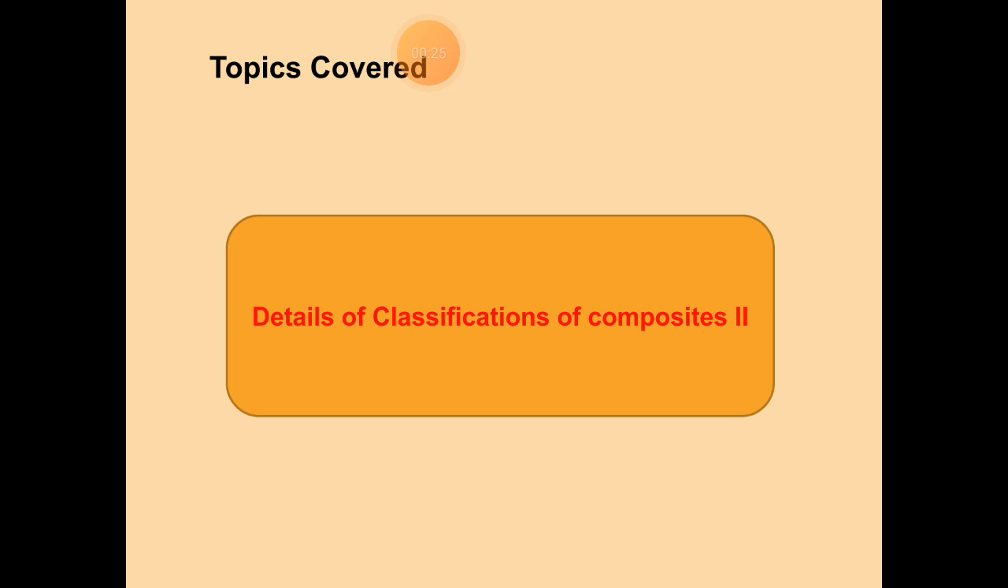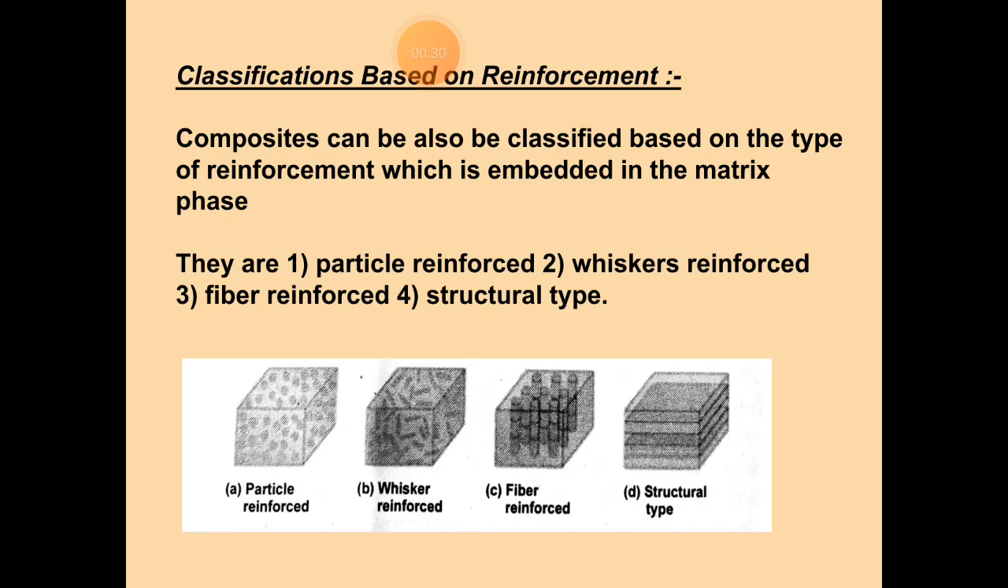In the last lecture we discussed the classification. Today's classification is based on the reinforcement. Composite can also be classified based on the type of reinforcement which is embedded in the matrix space. They are: first, the particle reinforced, whisker reinforced, fiber reinforced, and structural types. The figure shows particle, whisker, fiber, and structural types.